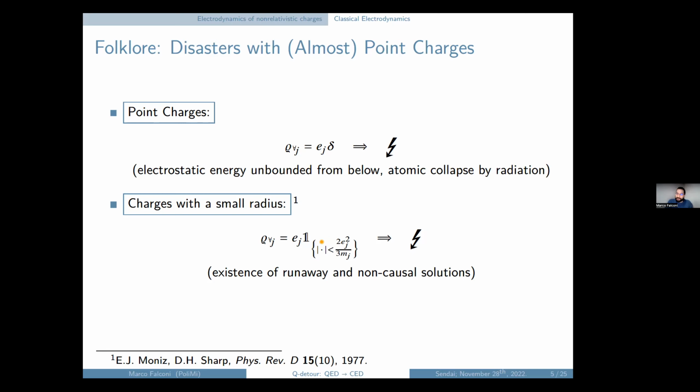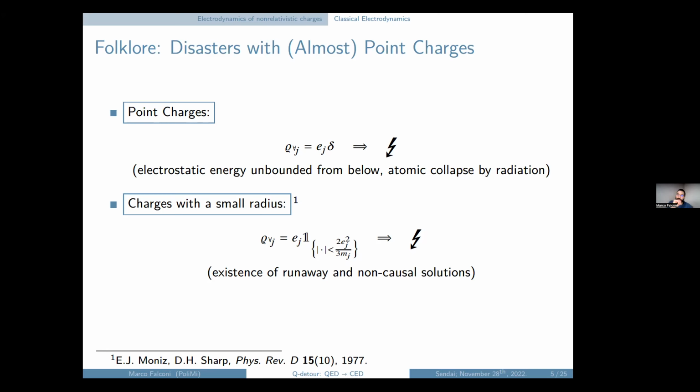And if we have this charge that is concentrated in this small radius, we have that the so-called electromagnetic mass of the system becomes negative, and so we have some or zero. And in case it's zero, we have runaway solutions. In case it's negative, we have non-causal solutions.